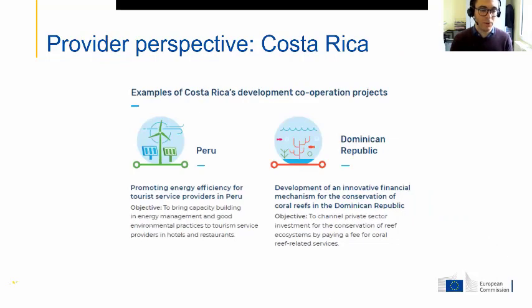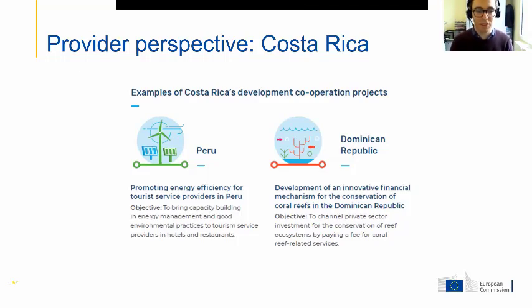Of course, we don't only look at the receiving perspective or at the recipient perspective. TOSSD also has a provider perspective. So a lot of the countries which are currently not providing their data to international bodies do have an opportunity to do that with TOSSD.